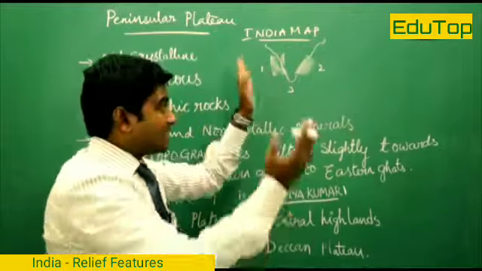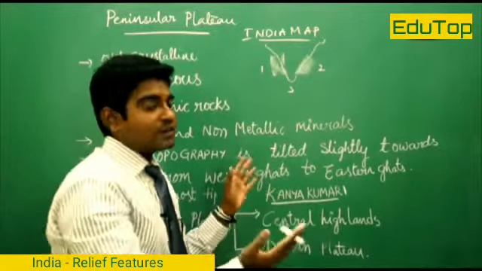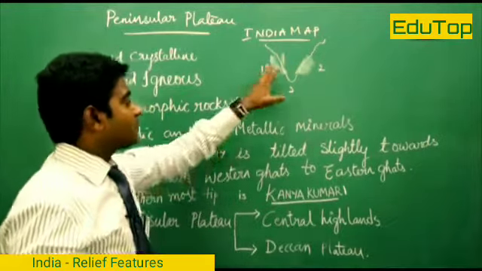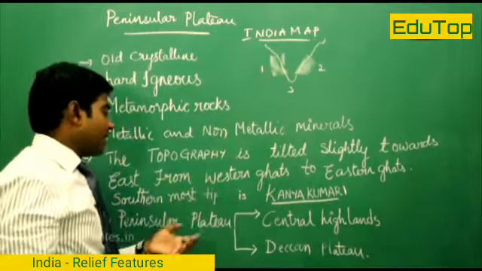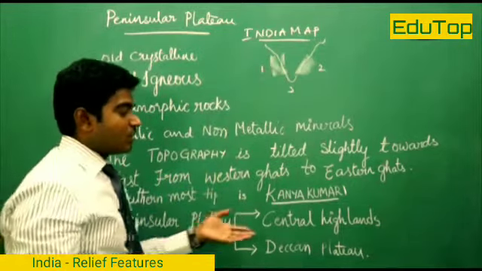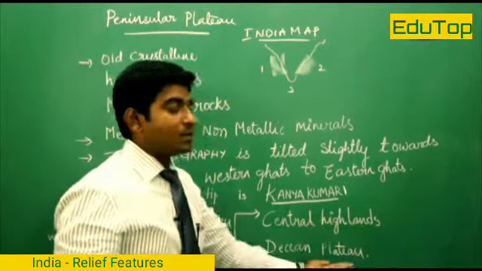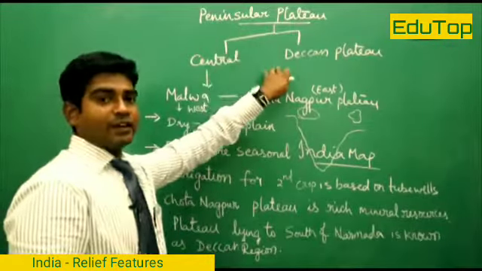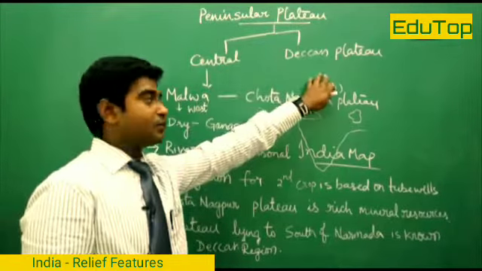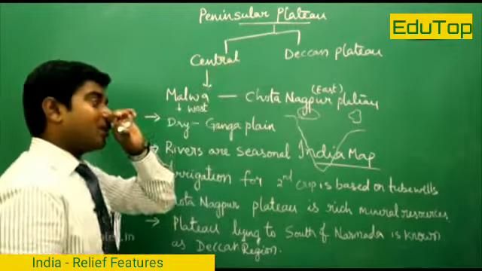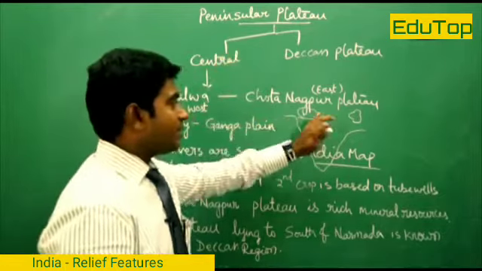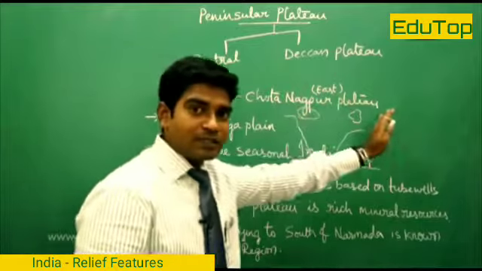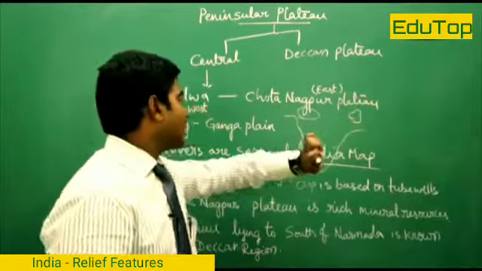The two major ranges which bound the peninsular plateau along the water bodies are the Western Ghats on the west and the Eastern Ghats on the east. The southernmost tip of India is Kanyakumari, and the peninsular plateau is again divided into the Central Highlands and the Deccan Plateau. The Central Plateau comprises, if you see the India map, the region near the Narmada, which has the Malwa Plateau, and moving towards the east near the Bengal region we have the Chota Nagpur Plateau.